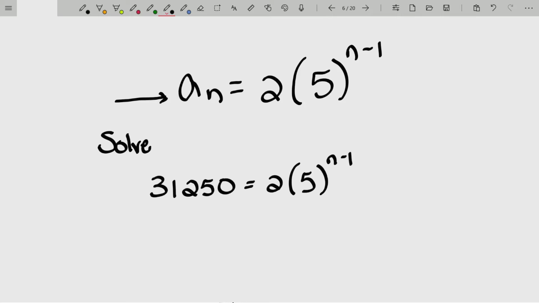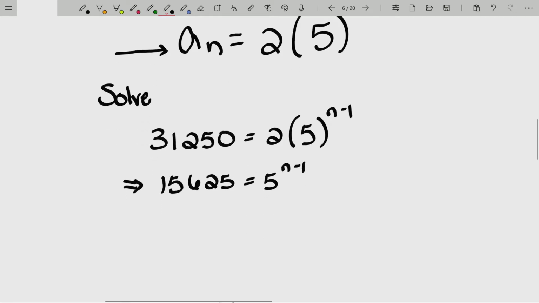Well, dividing both sides by 2, you get the following: 15,625 is equal to 5 to the n minus first power. Now, you can solve this exponential equation by going ahead and taking the logarithm of both sides if you want. And just as a reminder, it is an exponential equation because your unknown is in the exponent. So that is critical to note there.